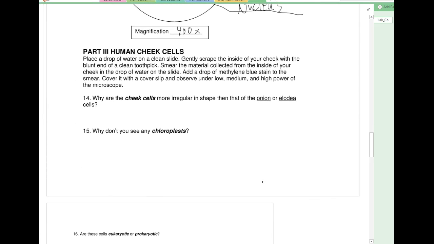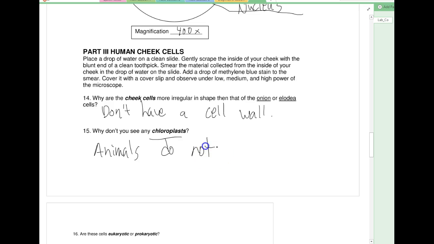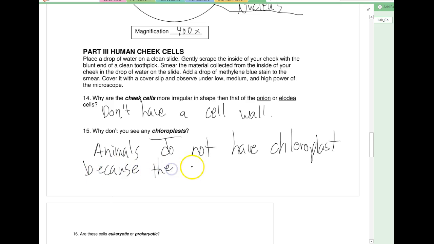The cheek cells. Why are they more irregular than the onion? They don't have a cell wall. Why don't you see any chloroplasts? Because animals do not have chloroplasts, because they don't go through what process? Photosynthesis.